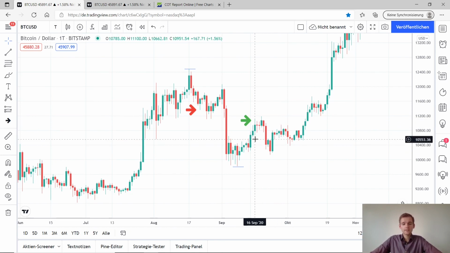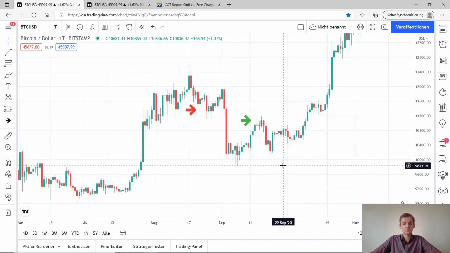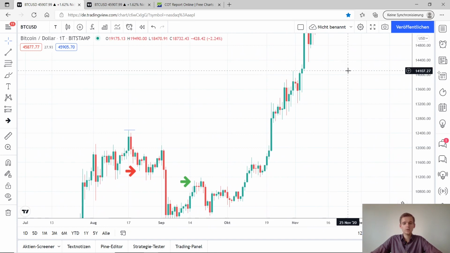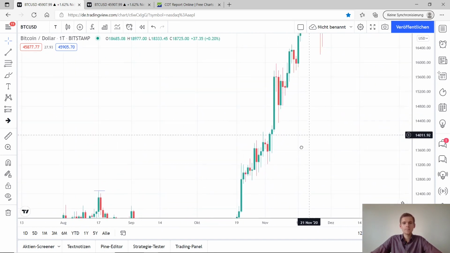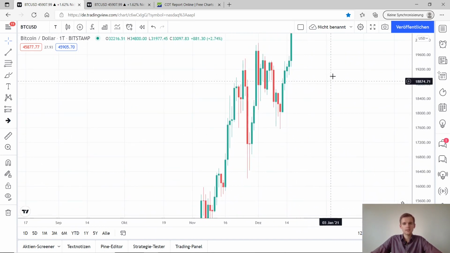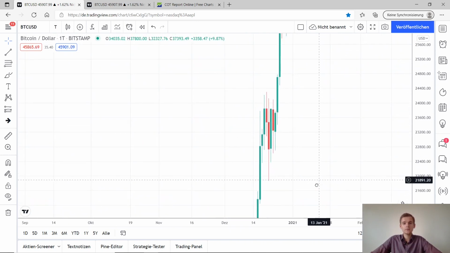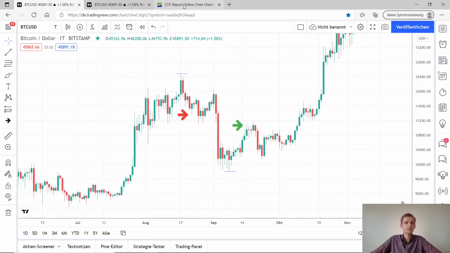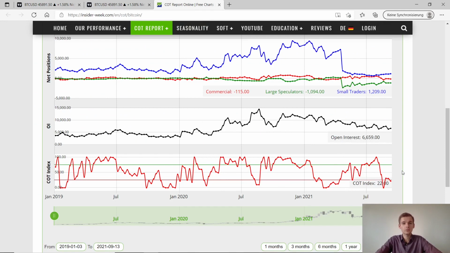So the entry took place at the top of 16th of September and the stop was down here. And also the market ran against us for a few days, but then we had the highest rise in Bitcoin because that was the end of 2020 when Bitcoin was rising up to about 50 and 60,000. So that was a very, very good long signal we had here. And you see that the COT index showed us a good rough direction also here.